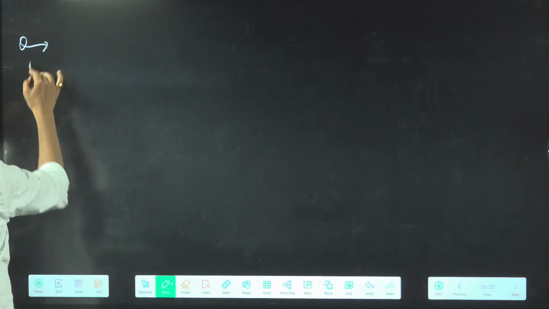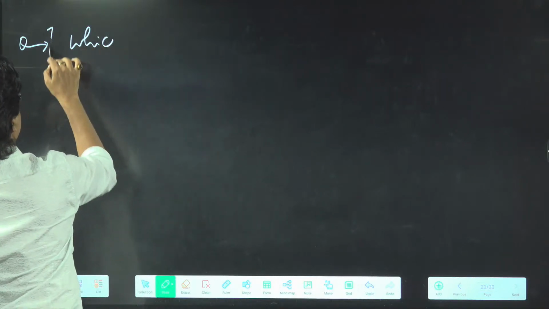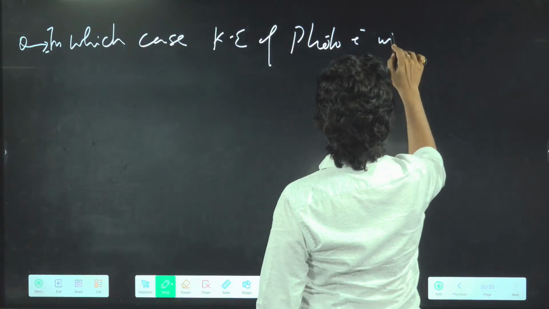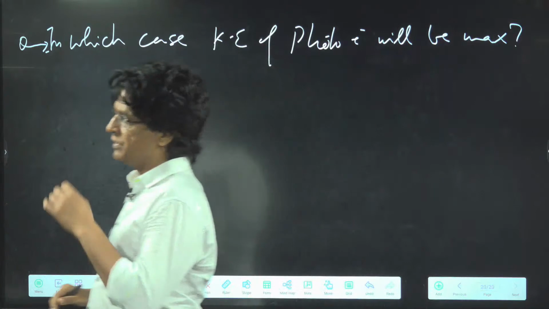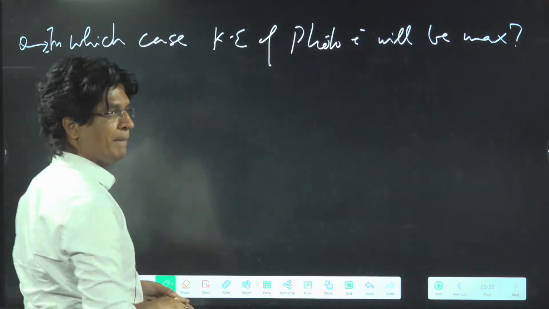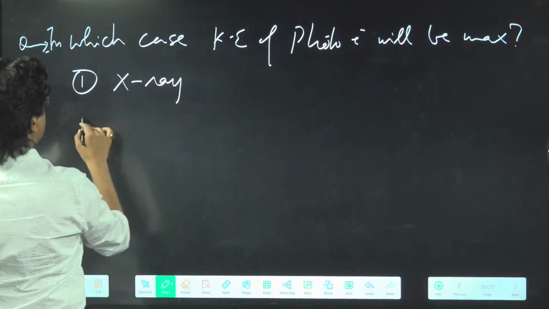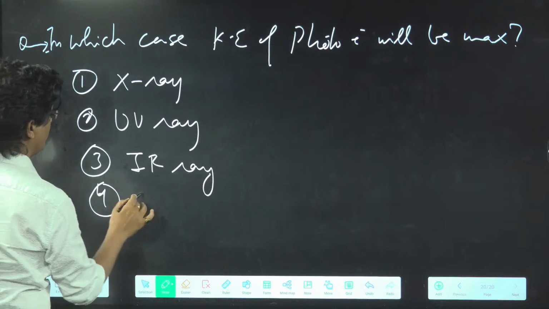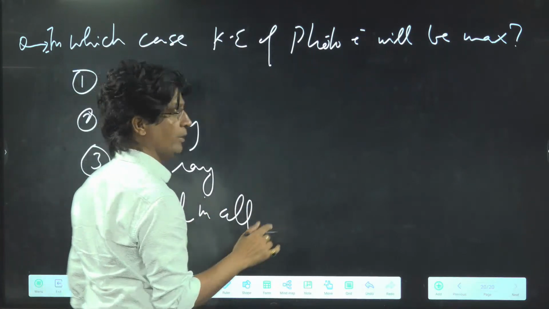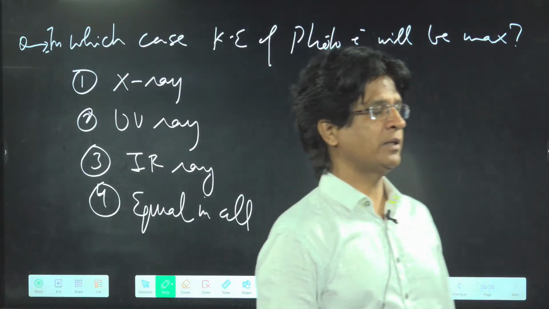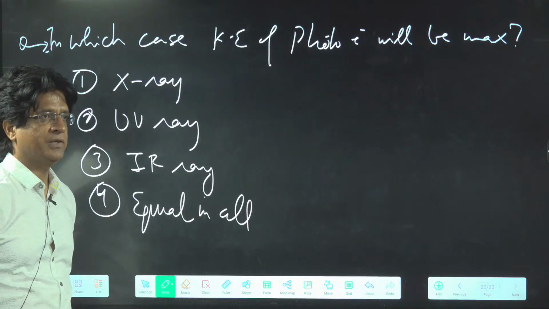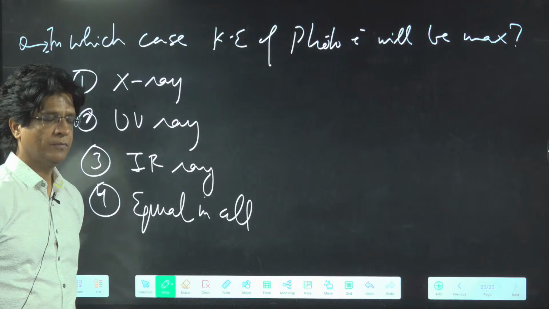Now, an extremely important thing that I have told you. Let's see. In which case will the kinetic energy of the photoelectron be maximum? First, if I'm using X-ray. Second, UV ray. Third, infrared ray. And fourth, equal in all. Come on, which do you believe? In which case will the kinetic energy of the photoelectron be maximum? Some are saying X-ray, some are saying fourth. Beta, very good.